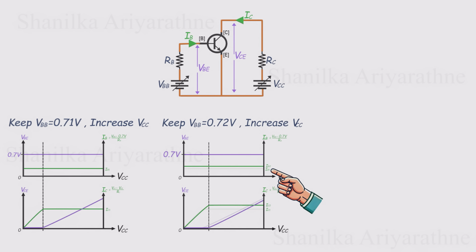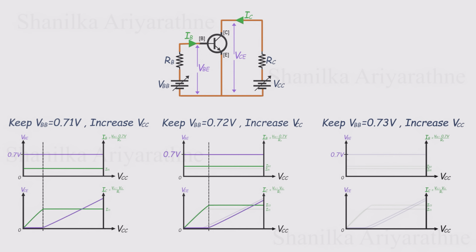Looking at the graph, we see the same curve shape, but with some important changes. The collector current, IC, rises higher before leveling off. We'll call this new peak IC2. Also, VCE remains low for longer, only beginning to rise later as we continue increasing VCC. Try it once more with VBB set to 0.73 volts, and we see the same trend again. A bit more base current, a higher collector current, and a delayed voltage rise.